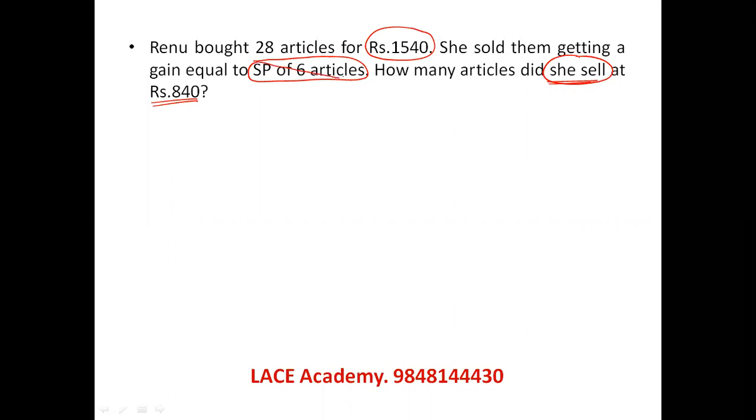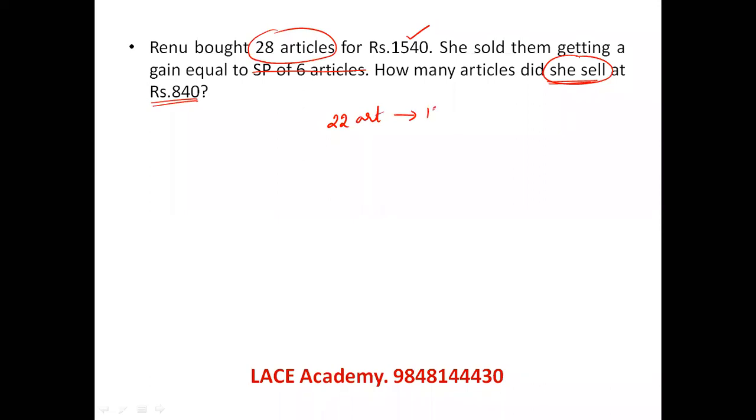So even if the 6 articles were not sold, you are not getting anything extra, but you are getting your own money back. So the question is indirectly saying, even if in 28 articles you do not sell the last 6 articles, you will be getting back your 1540. So in 28 articles, if 6 articles are not sold, that means by simply selling 22 articles, you are getting 1540. So 22 articles are sold at 1540.